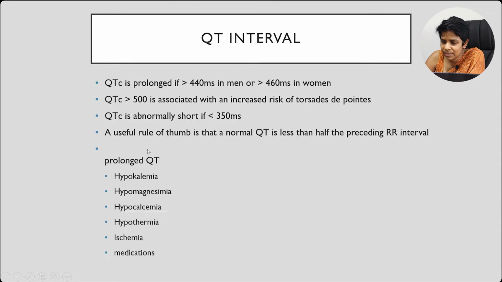And for your purposes, if you find it difficult to calculate this QT interval, a rule of thumb is that if the QT interval is normal, then it should be less than half of the preceding RR interval. There are various conditions that can cause prolonged QT, and I have listed few of them. Importantly, hypokalemia, hypomagnesemia, and hypocalcemia.